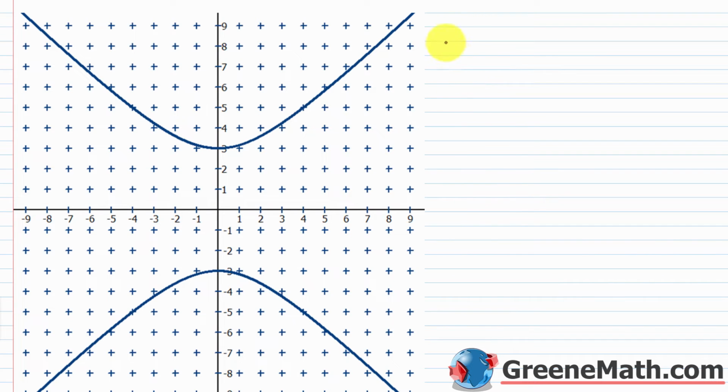So let's start out with the y-intercepts. They occurred at 0, 3, and also 0, negative 3. So 0, 3 is right here. 0, negative 3 is right here.